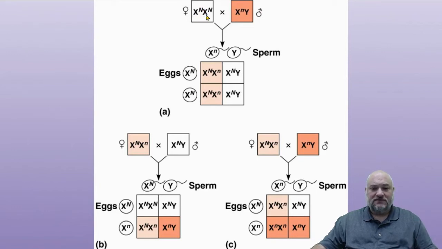So X big N, that's a female with 2 normal dominant alleles for whatever this is. And here we have X little n Y, that would be a male who shows the recessive trait, the little n for this. So when we do that, we can put the sperm on one side. So half the sperm have an X little n, half have a Y. The eggs have an X big N, the other an X big N, because two X big N's.